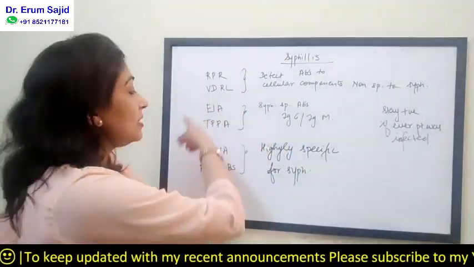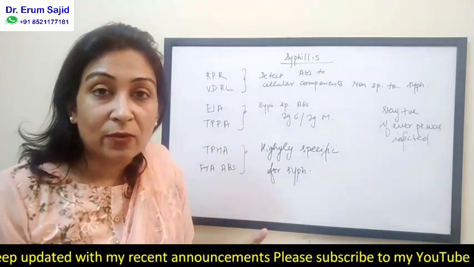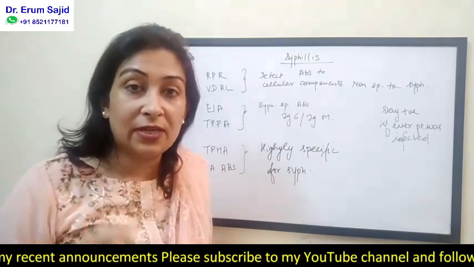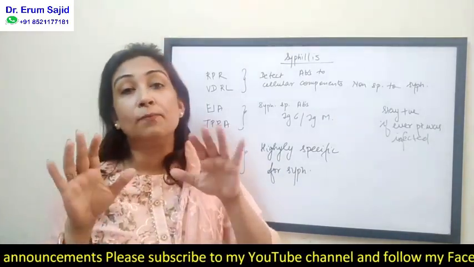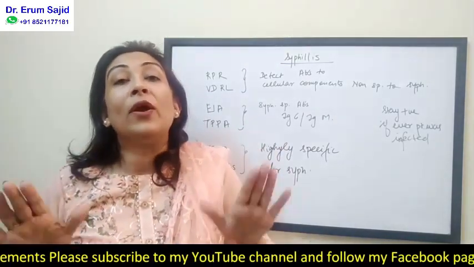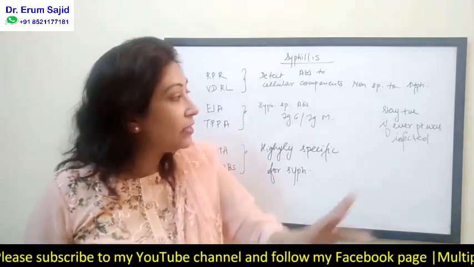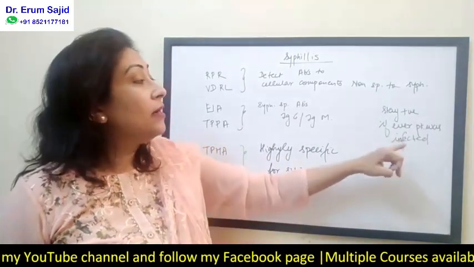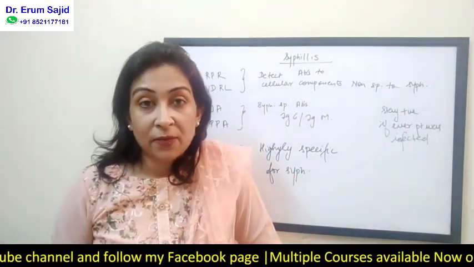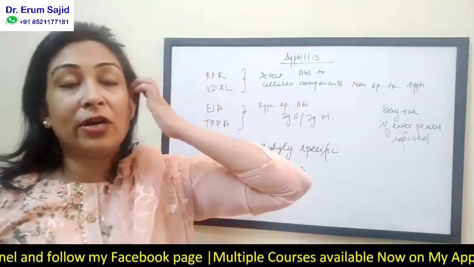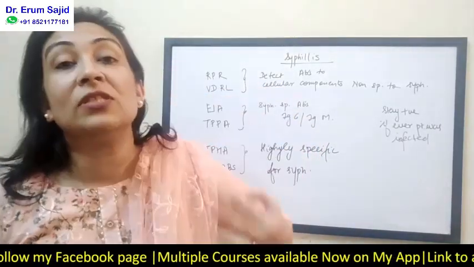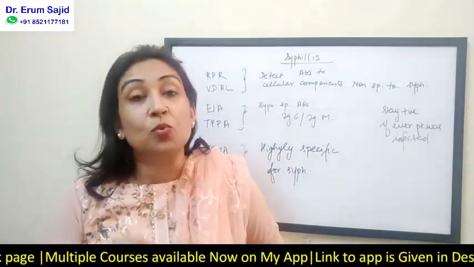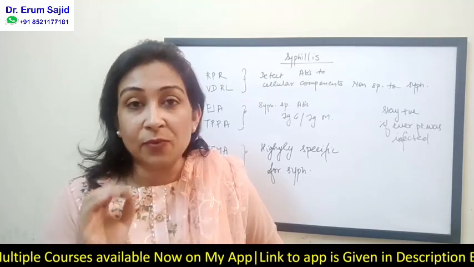So this comes the second group of tests, the four tests that I was talking to you about. All these four tests are specific for syphilis. That means if one of these tests has come positive, at some point in time in life you had syphilis. They stay positive if the patient was ever infected with syphilis. I'm talking about IgG antibodies obviously over here. They are positive. That means the patient was at some point in time infected with syphilis.